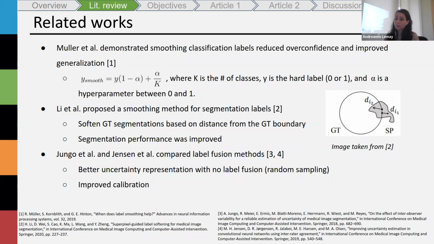A similar approach was done for segmentation by Lee et al. And what they did, they smoothed the boundaries of their ground truth based on the distance to the boundary of their binary ground truth that they had. And in their case, it improved slightly the segmentation performance. Finally, in a context where we have more than one annotation per image from different raters, some authors like Django et al. and Jensen et al. compared different label fusion methods. And they noticed that when they use no label fusion, so when they use all these annotations without aggregating them into a single label, they had a better uncertainty representation and it improved the calibration.